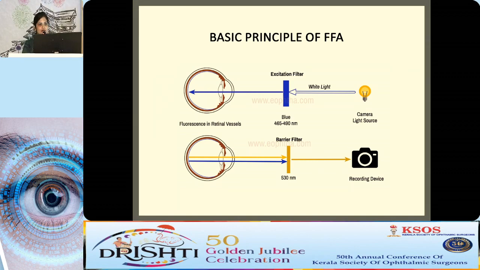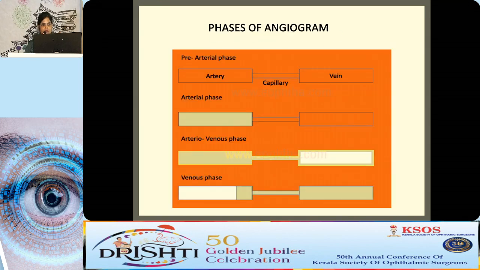So the basic principle of FFA includes absorption and emission. The absorption occurs at 465 to 490 nanometers and the emission occurs at 530 nanometers. The light is passed through the blue filter, and the excited light is emitted as yellow-green light and recorded in the camera. There are 5 phases of angiogram.